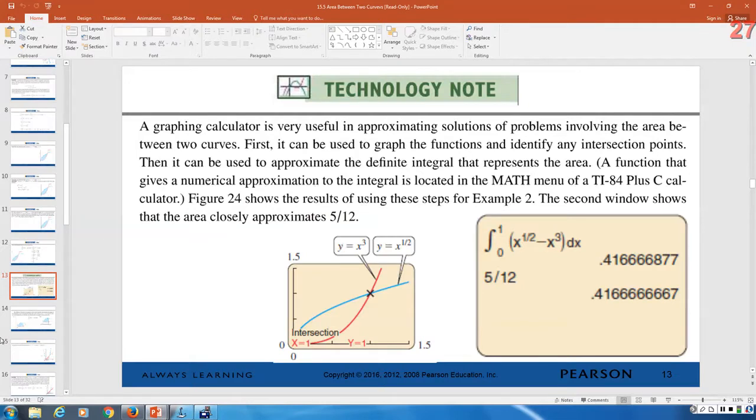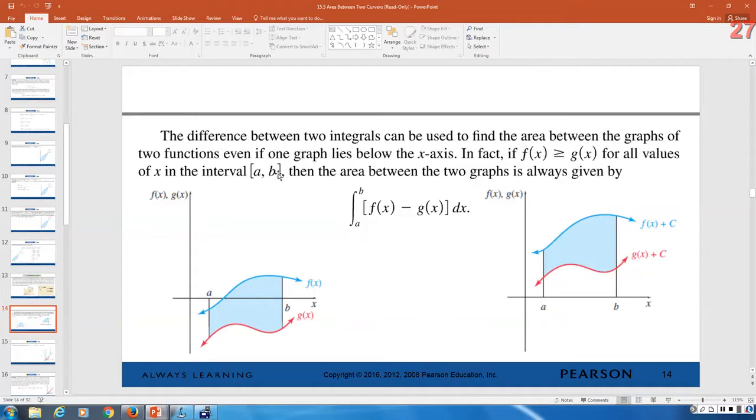So this is the graphing way to do it, which is what I've just showed you. And the difference between two integrals can be used to find the area between the graphs of two functions, even if one of them is below the x-axis. And the reason it works is because there's no difference in this integral and this integral other than these two actually have had a constant added to them to move them up above the x-axis.